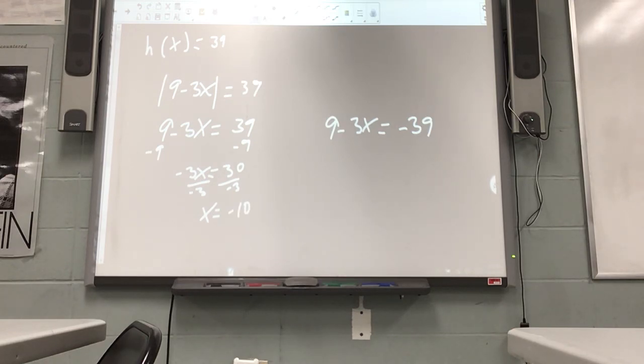Over here, when you subtract 9, I got negative 3x is equal to negative 48. Divide by negative 3, and I get x is 16.